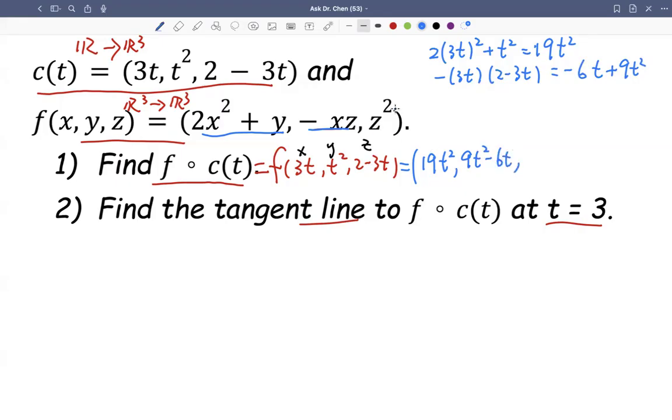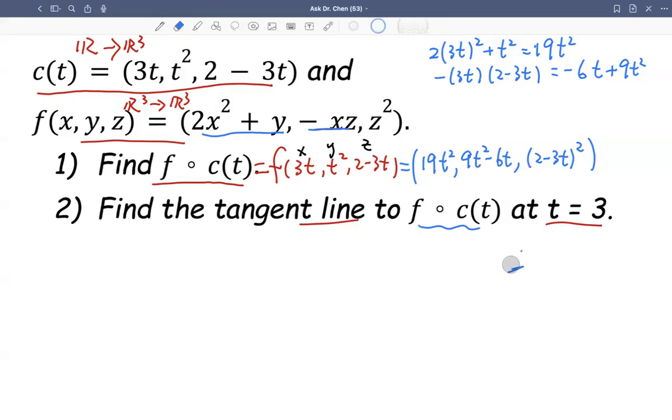Last one is z squared. Well, z squared is 2 minus 3t, squared, right? So that's f composed with c. So we get f in terms of t now, just one variable. All right, so the second one, we want to find a tangent line to this function, right? It's a curve, right? If we have a curve, then we can always find a tangent line at the point.